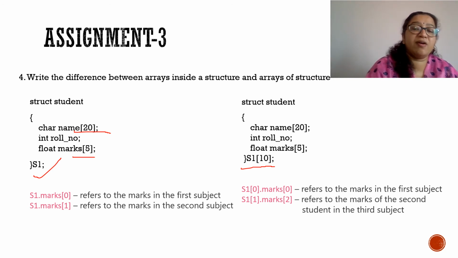So this is the way of reference for arrays of structure, and if any element is an array inside that structure, we can refer like this. Through the variable we can put the index number, and through the element also we can use the index number if that element is an array. Clear? Okay.